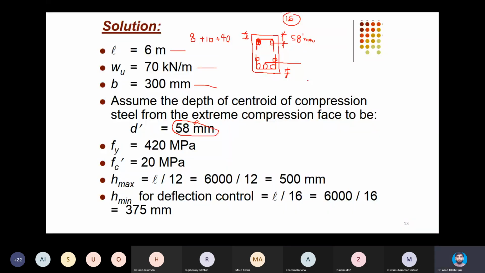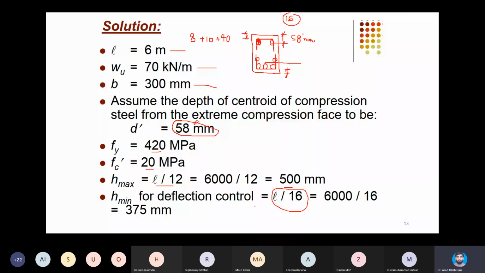So here, what they are saying: assume depth of centroid of the compression steel from the extreme compression face is 58, Fy, Fc given, allowed by the architect is 500, span by 12, H max allowed. And it is important to note that H minimum for deflection criteria, which is a serviceability requirement which we can't violate, is span by 16.